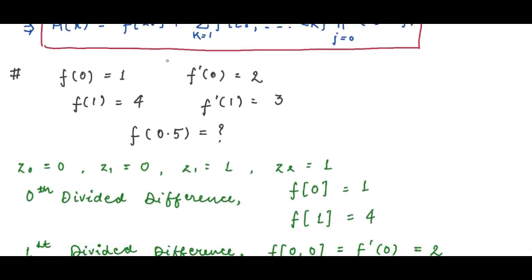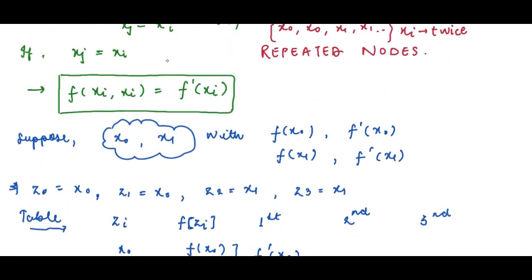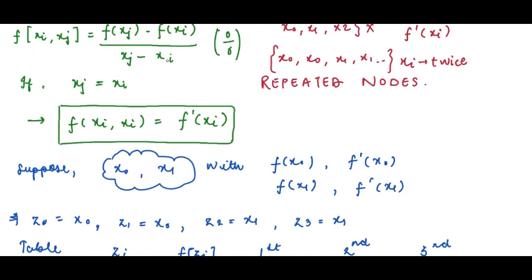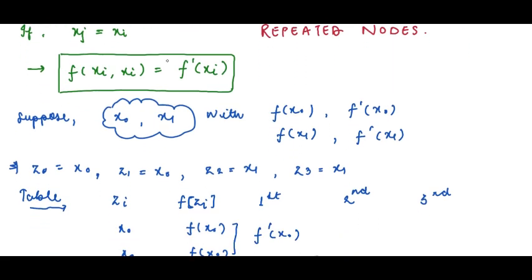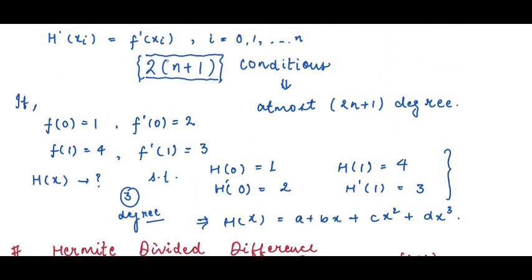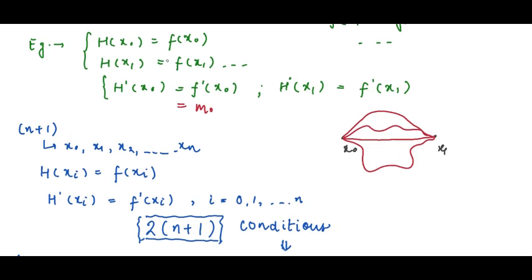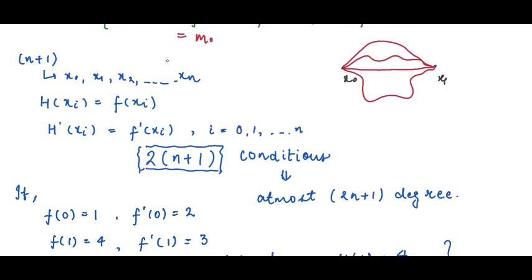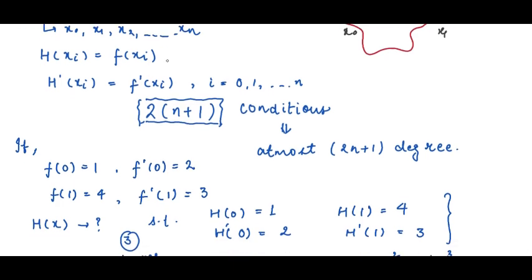Now let's generalize it all. If we know this f(xi) and this f dash (xi) at n plus 1 points, then we have twice of n plus 1 conditions. Therefore, the Hermite polynomial has degree at most twice of n plus 1, minus 1. For example, if we know function and first derivative at 2 points, there are 4 conditions, and therefore the polynomial degree is at most 3. And for the 3 points, we have 6 conditions. Therefore, the polynomial has degree at most 5.